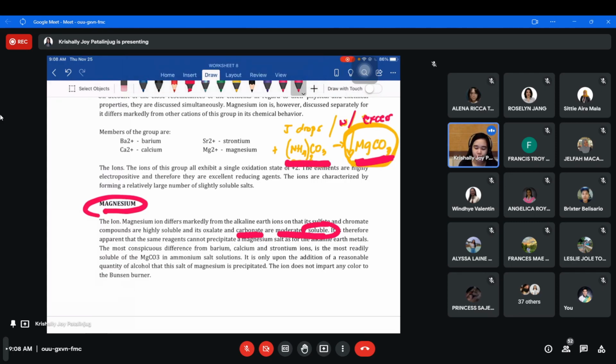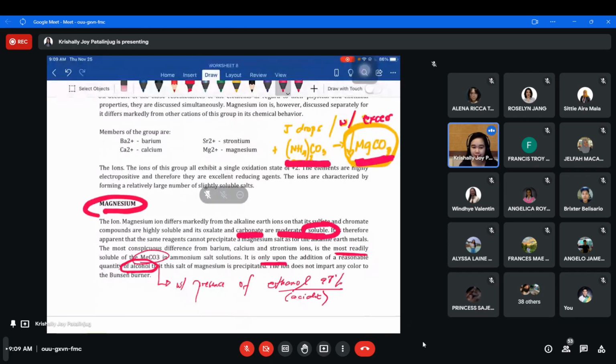But with the presence of ethyl alcohol, take note, ang magnesium carbonate is said to be insoluble. So yun yung characteristic with magnesium carbonate. So tandaan ulit, ang magnesium carbonate readily soluble siya with ammonium salt solution. Kung excess ng ammonium carbonate, ma-dissolve siya. But with presence of alcohol, halimbawa, ethanol 95%, pwede nating ma-retain ang insolubility ng magnesium carbonate. So yan yung characteristic ng magnesium ion dyan.